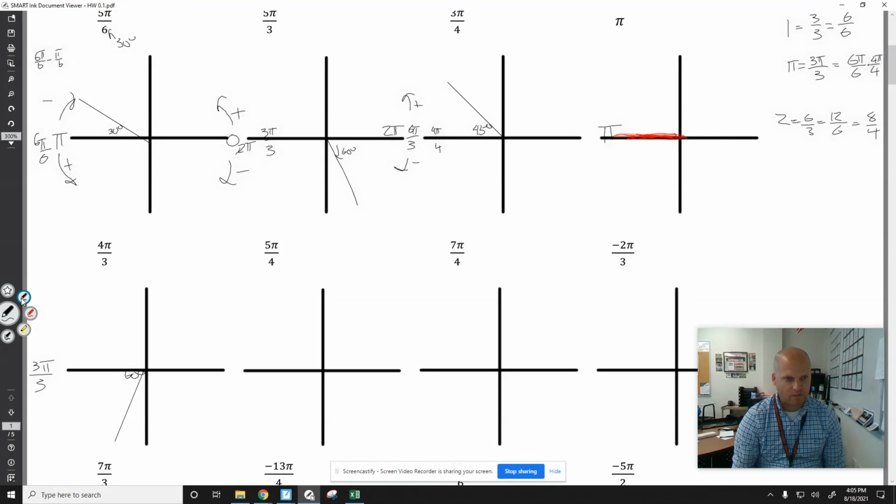Same thing with 5 pi over 4. We'll start over here at pi. We know we can write that as 4 pi over 4. And again, adding counterclockwise, subtracting clockwise, putting us at 5 pi over 4, 45 degrees.